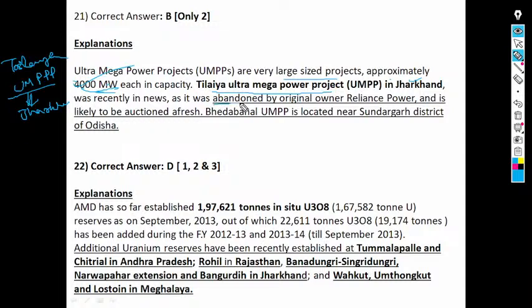It was recently in news. It was abandoned by the original owner, Reliance Power. It is likely to be auctioned afresh, there are a lot of chances of it being auctioned again.